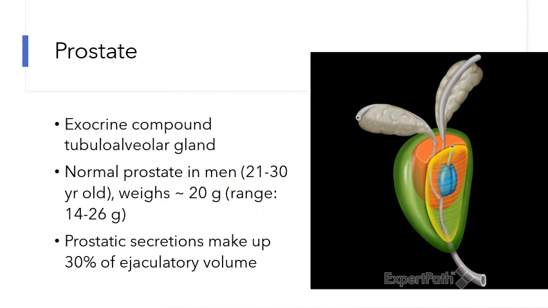The prostate gland in the young adult is not too large, weighs about 20 grams. As we'll see, however, the weight of the gland increases as men age. This is technically an exocrine gland. It's a tubuloalveolar gland, and its main purpose is to make prostatic secretions, which comprise about 30% of the ejaculatory volume. These contain a number of enzymes and elements which assist with sperm motility, together with modulating the pH of the ejaculate.